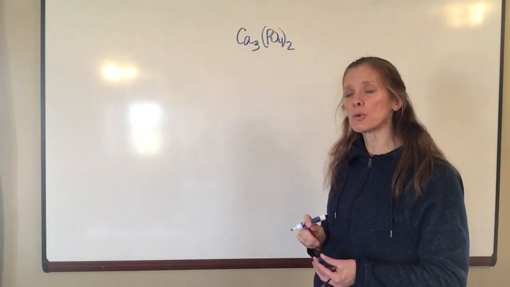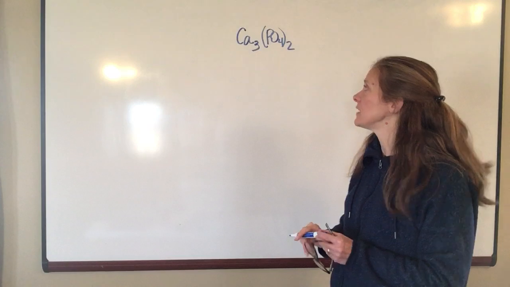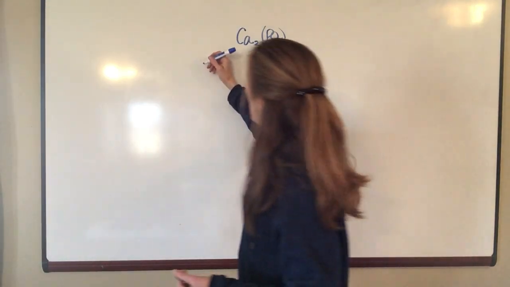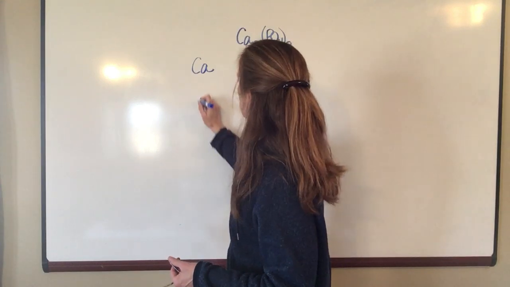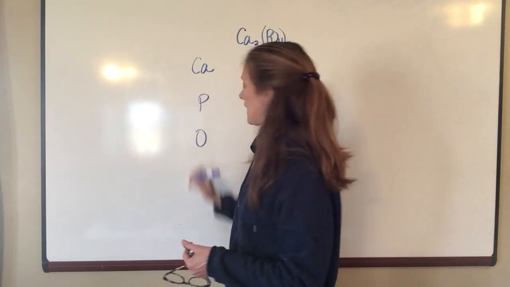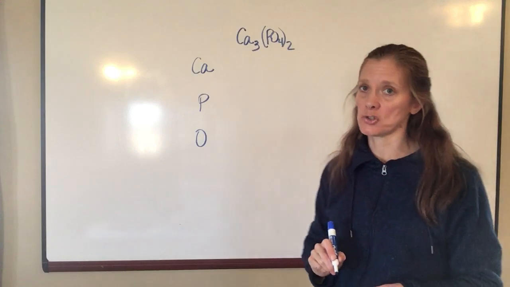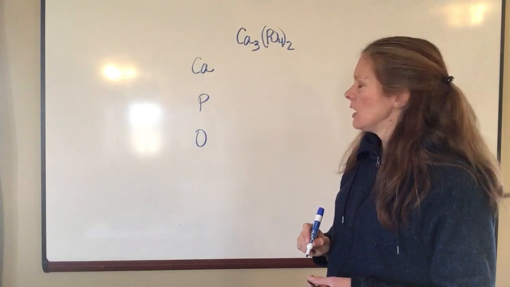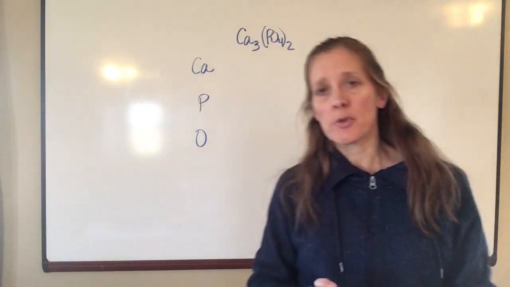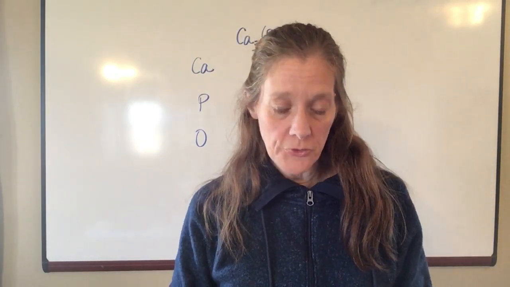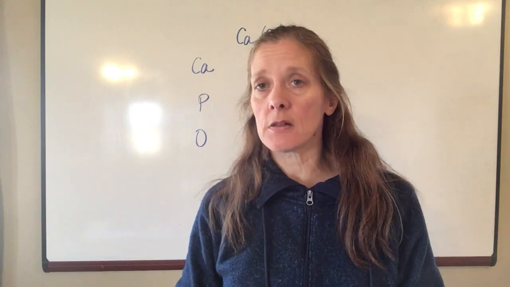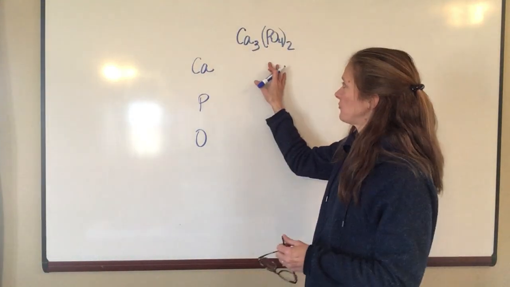Now, if it wants to know the percent composition of each element, I'm going to have a percent for calcium, I need a percent for phosphorus, and I will need a percent for oxygen. Okay? Percent, in its simplest definition, is just the part over the whole. So the first thing that you're going to need to do is calculate the molar mass for calcium phosphate.